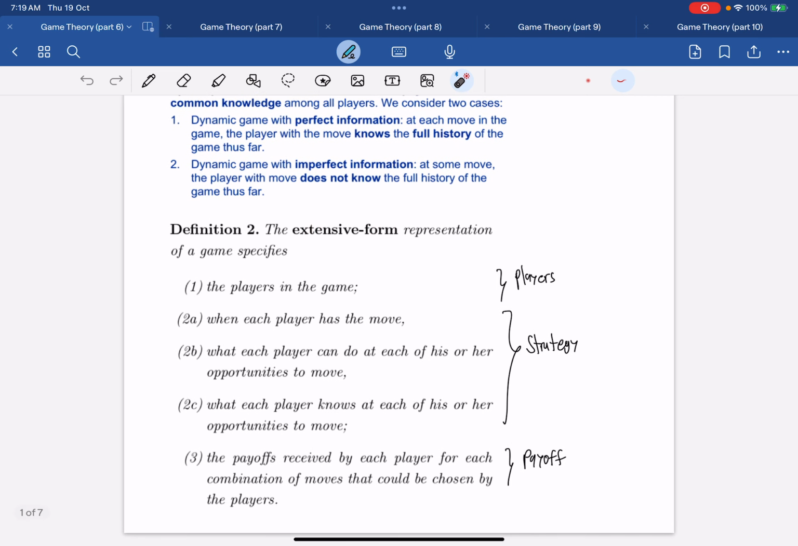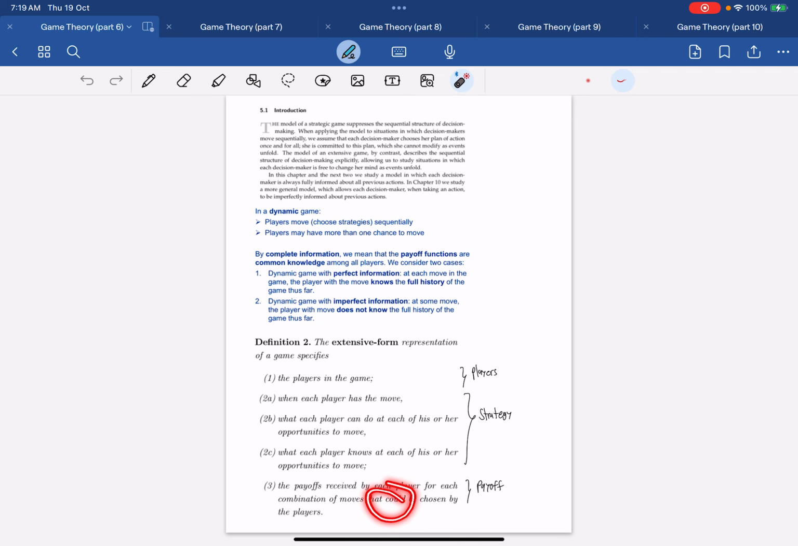So we can represent this in extensive form, where we have the players of the game, the strategy, and inside this strategy we have when each player moves. So you have player 1 move first, then player 2, then player 1 maybe, and what can he or she do, and what does he know, and the history behind it. And then we have the payoff function.